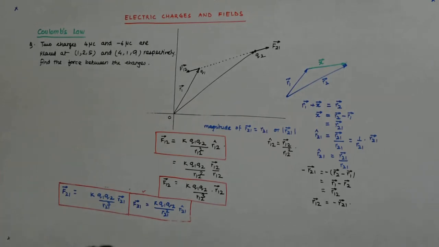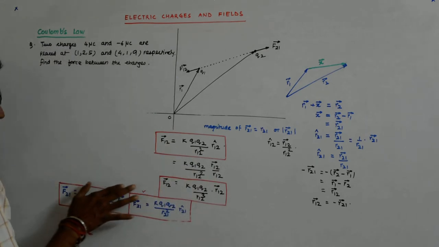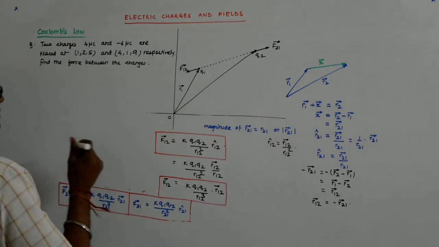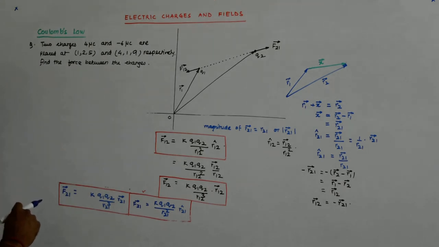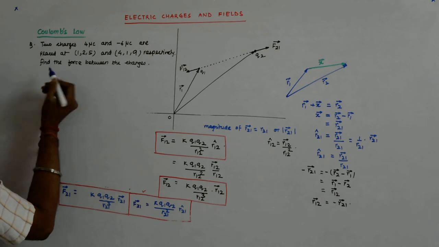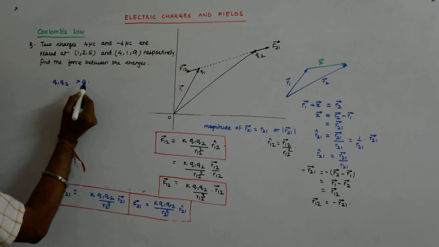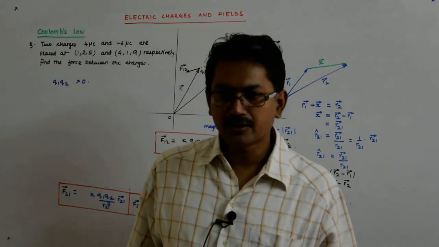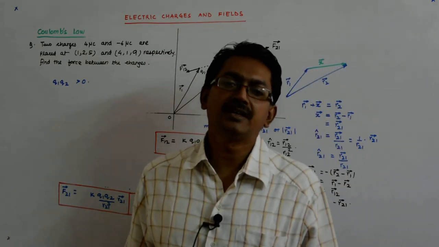Now, before we go ahead to solve the questions, I'd like to bring you back to this. So what you should normally be interested in is what? We found this out for Q1 Q2 greater than 0. Correct? We found the whole thing for Q1 Q2 greater than 0. Now, what do I do if Q1 Q2 is less than 0?